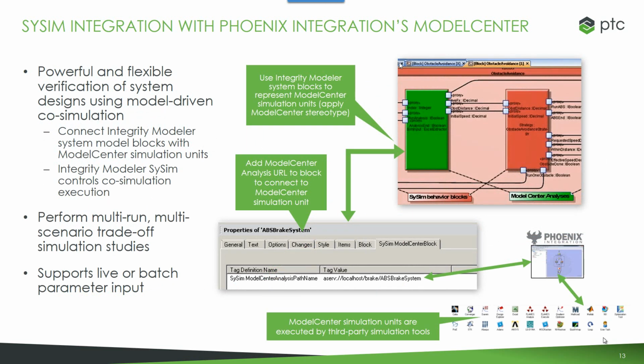The way it works is that Integrity Modeler system model blocks are connected with ModelCenter simulation units. This is done by applying a stereotype, as is shown in the diagram. It enables engineers to perform multi-run, multi-scenario trade-off simulation studies to ensure the optimum design is selected. It supports live and batch parameter input to ensure that simulation parameters flow between the various tools.